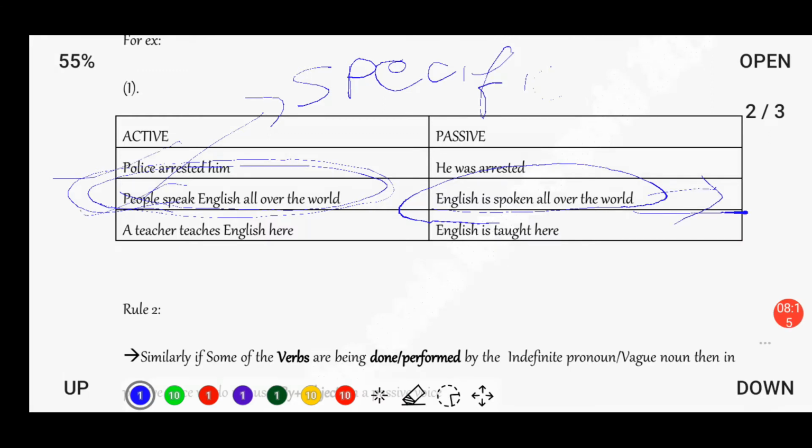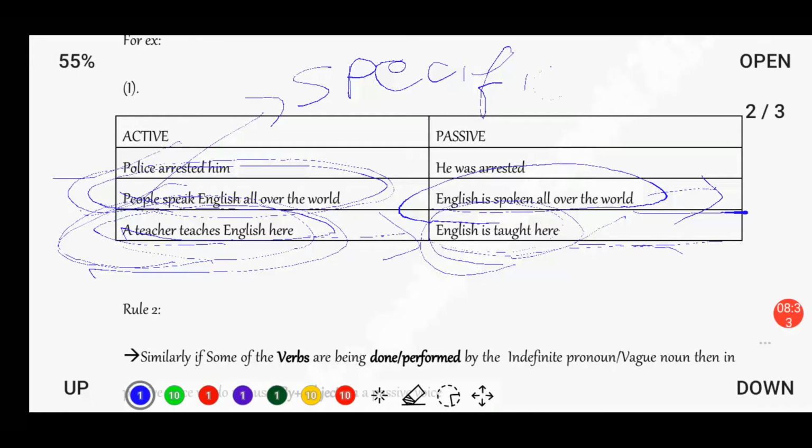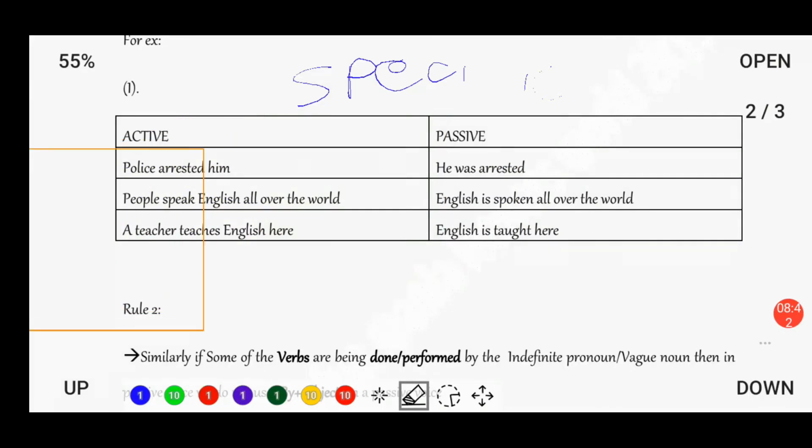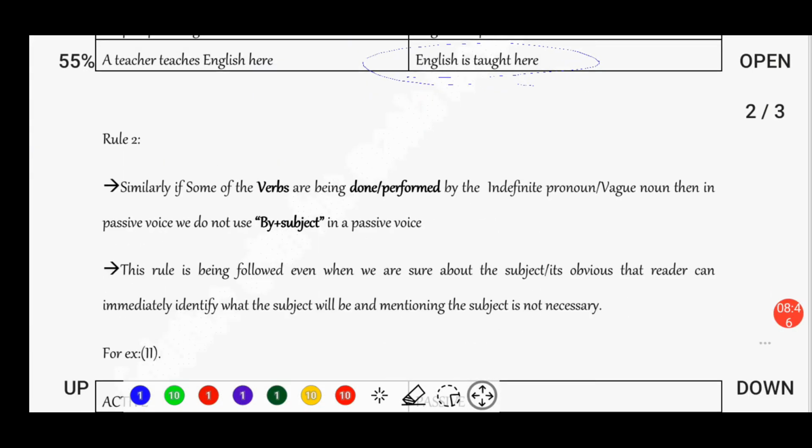Now similarly, a third sentence: the teacher teaches English. On converting it into passive voice, how does it come? English is taught. By whom? It is not written here, by teacher, because we already know that English is taught by a teacher. Anyone can be a teacher, but the subject is specific. A teacher is a specific subject, so we do not need to mention it in the passive voice. This was rule number 1.